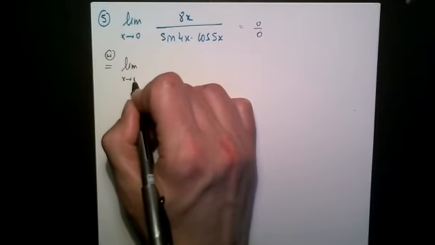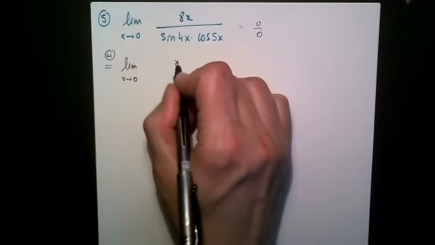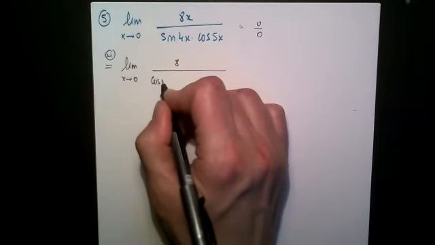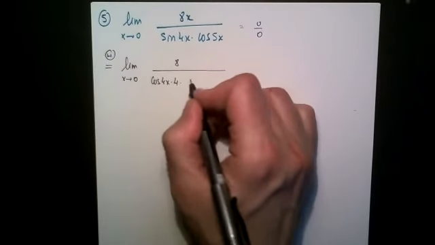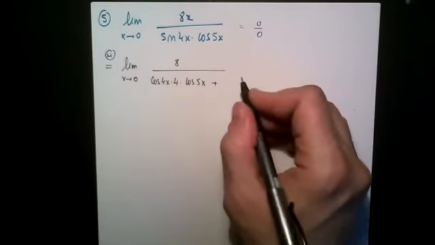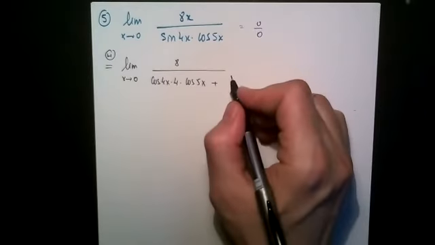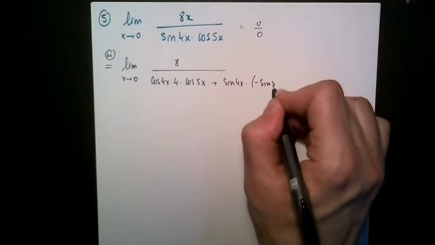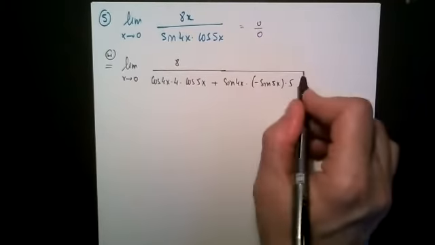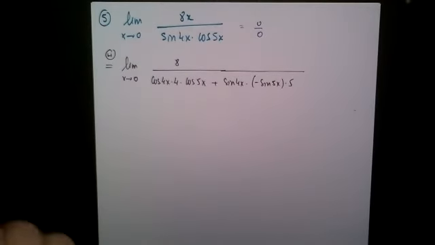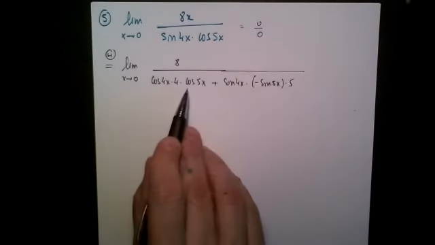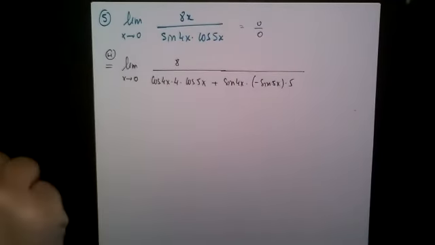Let's do it. Limit x approaches 0. Derivative of top is 8. And on the bottom, we have derivative of sine is cos 4x times 4 times cos 5x plus sine 4x times derivative of cos, which is negative sine 5x times 5. Okay, so if you plug in 0 here, you will get 0. And here you'll get 1, 1, 4, you'll get 2.